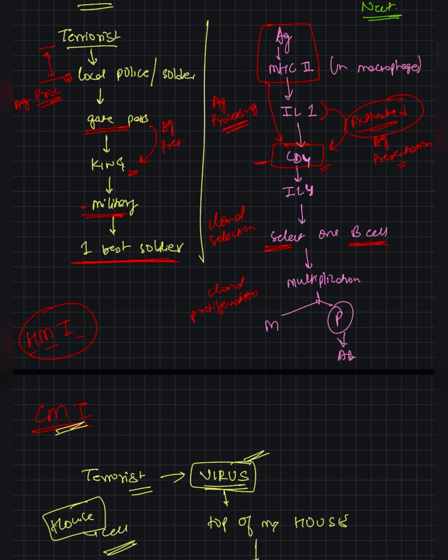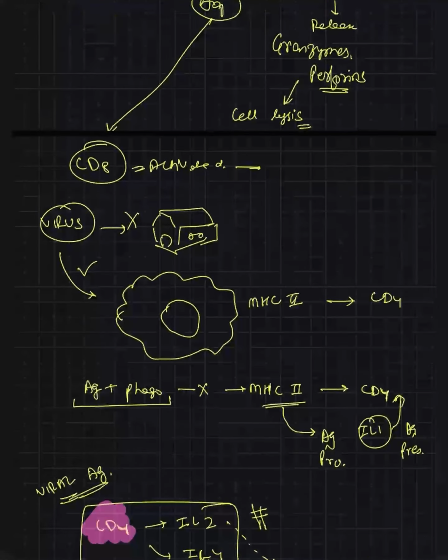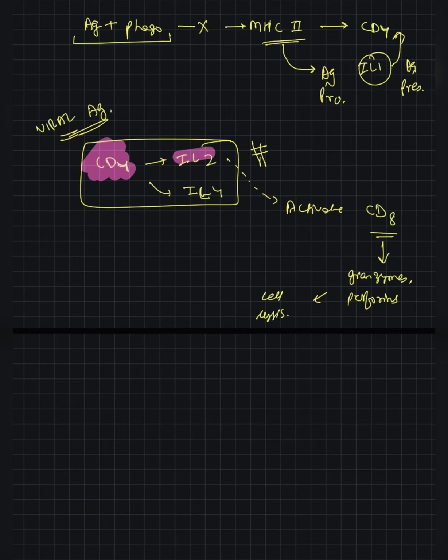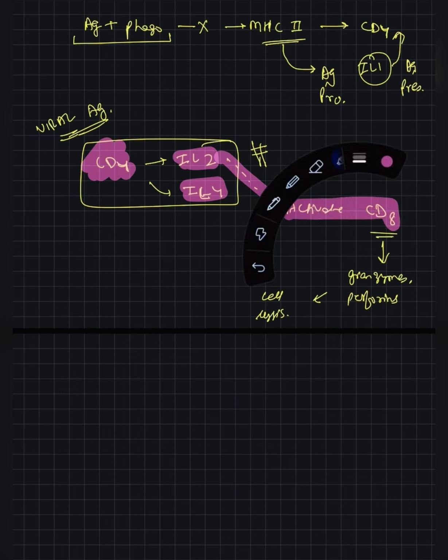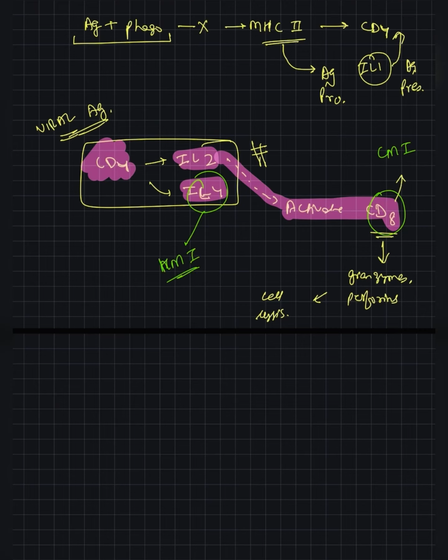Where is our king? Yeah, we mentioned that CD4 is the king. This is the reason why CD4 is the king, because it can release interleukin 2 as well as interleukin 4. By release of interleukin 2, it can activate CD8, and CD8 is involved in cell mediated immunity, and via interleukin 4 it is involved in humoral mediated immunity. Since it plays a major role in both humoral mediated immunity and cell mediated immunity, we called it the king.